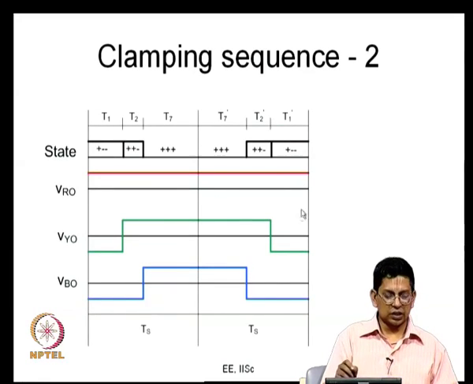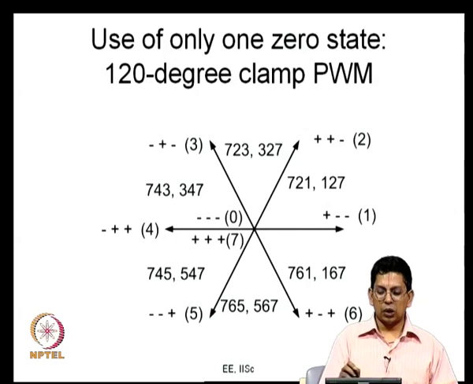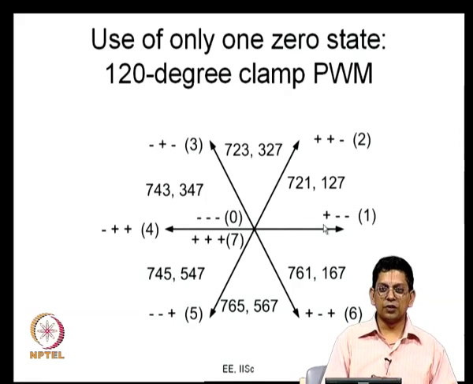If you use the same kind of sequence everywhere, what will happen? R phase will continue to be clamped to the positive DC bus over that entire sector at least. So, now this is what I am trying to do. I am using 7 2 1 and 1 2 7 in alternate subcycles in sector 1. So, 7 meaning plus plus plus, 2 meaning plus plus minus and 1 meaning plus minus minus. So, what happens is R phase is getting clamped to the positive DC bus here.